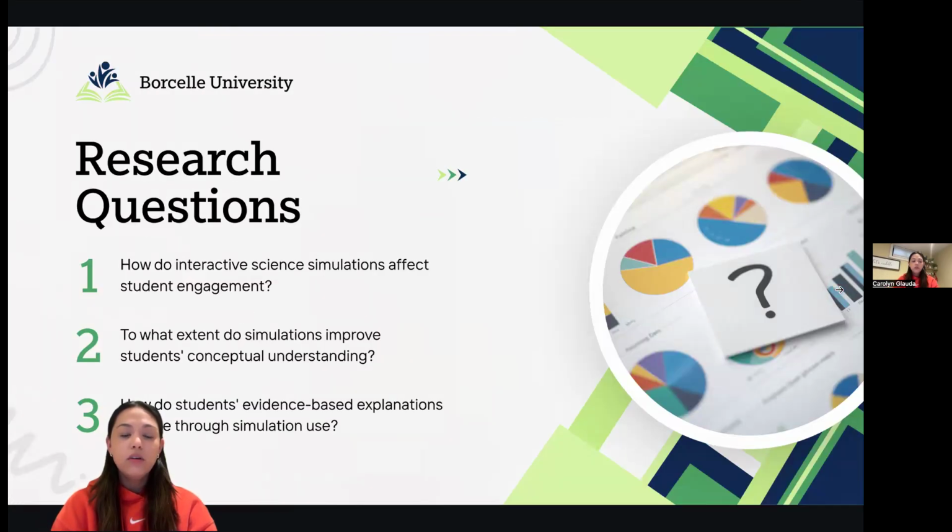The primary research question guiding the study was, how do interactive science simulations affect student engagement? And then there were 3 sub-questions. How do simulations support understanding of abstract Earth science concepts? How do students describe their learning experiences when simulations are used? And how will this overall help them prepare for the Regents?